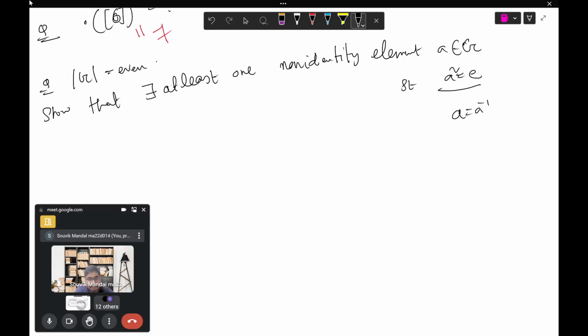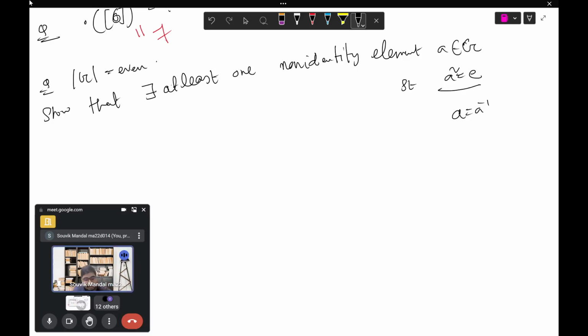Sir, can I just walk out a bit? Sorry, I didn't get you. Can you please repeat? Yeah, that's okay, but you can just speak. If there is no non-identity element, then the order of the group is 1. No, no.